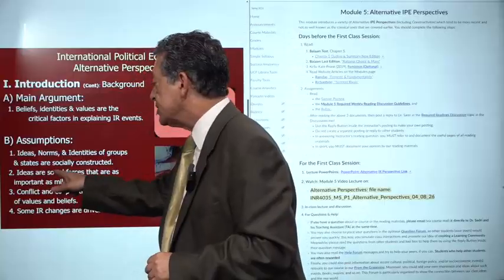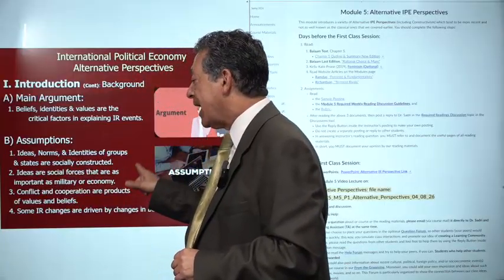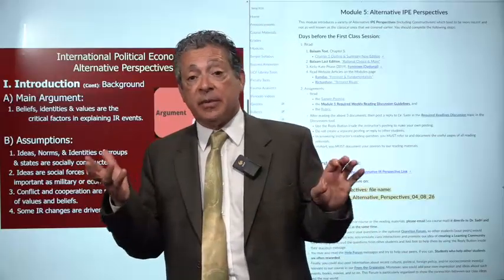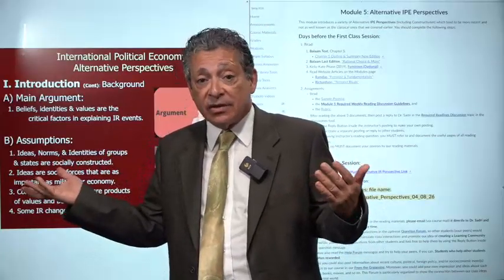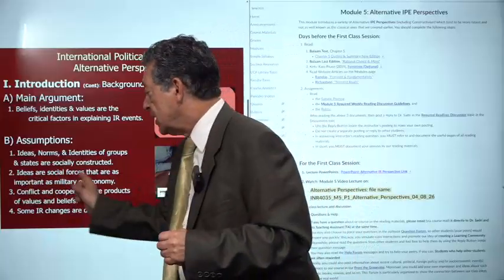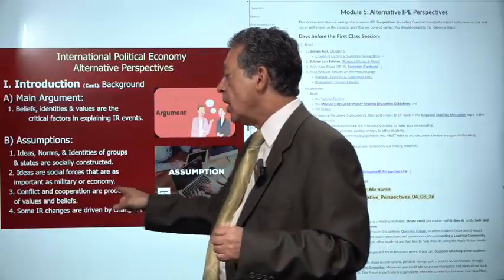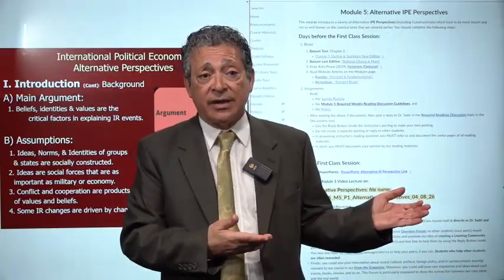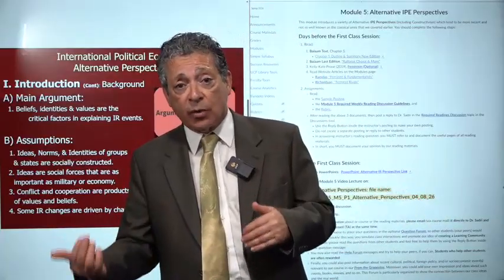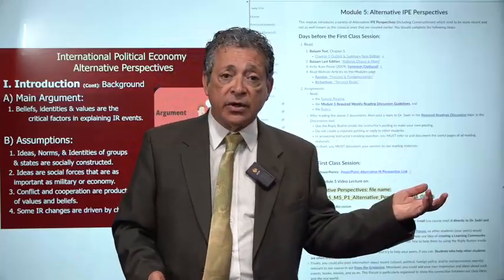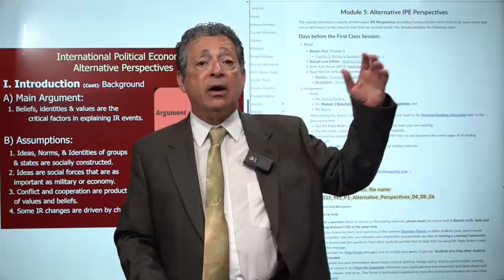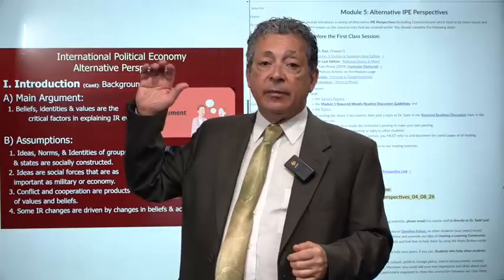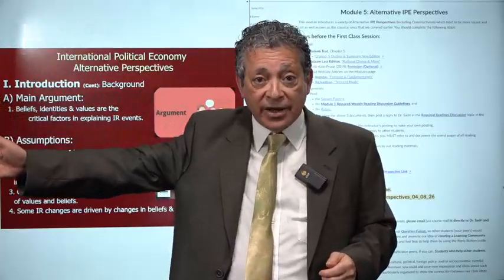Next one. Ideas are social forces that are as important as military or economy. That's something that sometimes rubs other people the wrong way, but it's a constructivist perspective, okay? Now, next one. Conflict and cooperation are products of values and what? Beliefs. Look at right now the war with Iran, is that right? How we Americans look at it from one side, our junior partner, the Israelis are looking at it. Then look at how our NATO allies in Europe are looking at it. Look at how our economic rivals like China and Japan are looking at it. You see what I mean?